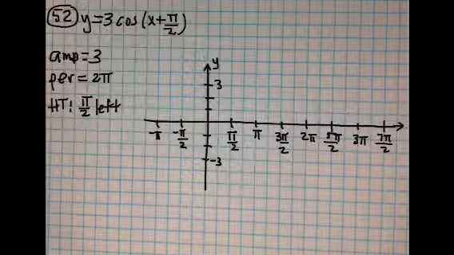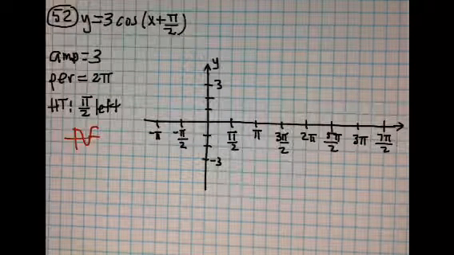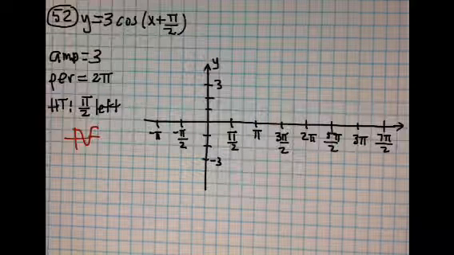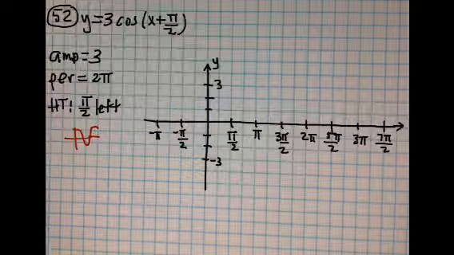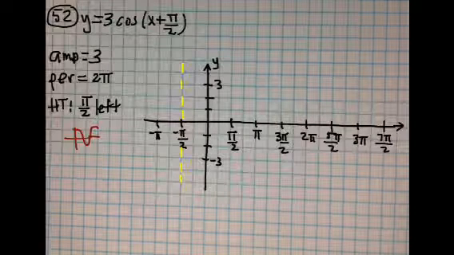Alright, so 52 is a cosine function, so what should come to mind is this picture right here. It has an amplitude of 3, period of 2 pi, and it shifts to the left. It has a phase shift of pi over 2 to the left. So I'm going to draw the y-axis. Pi over 2 would be right here. So that would mark the beginning of the period. Okay, count 4 tick marks over, so 1, 2, 3, 4. At 3 pi over 2 would be the end of the period.